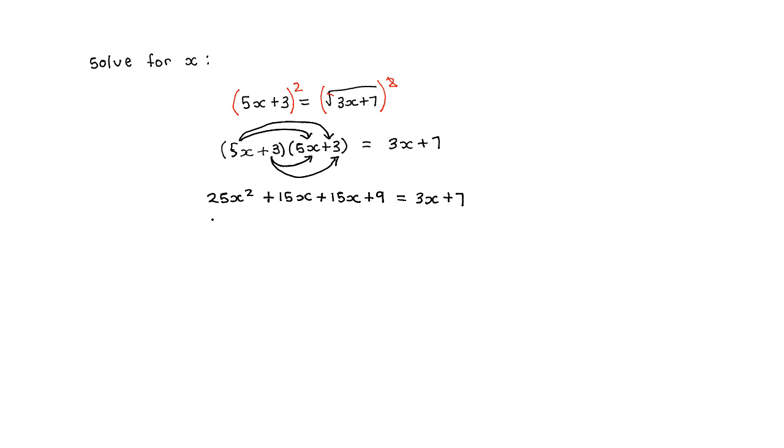Now you can see that we've already set out a trinomial for ourselves. We just need to clean it up. The way we're going to clean it up is to combine all of these like terms. 15x and 15x and 3x, those are like terms. And this 9 and this 7, those are also like terms.